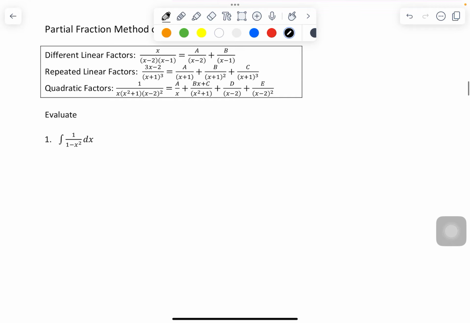So what I mean is in this question, we have factors multiplied against each other. If we rewrite it as 1 plus x times 1 minus x, and x squared is 2 or more degrees higher than 1 or 0x.